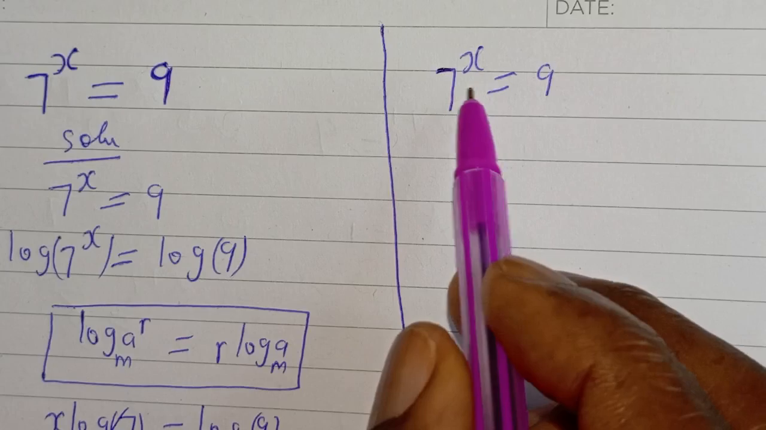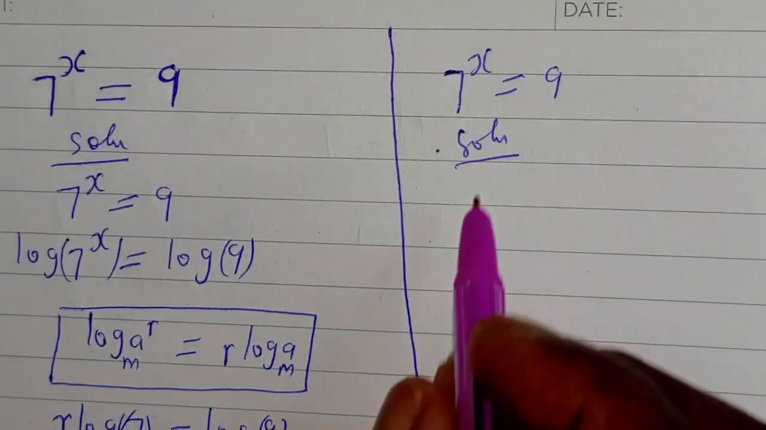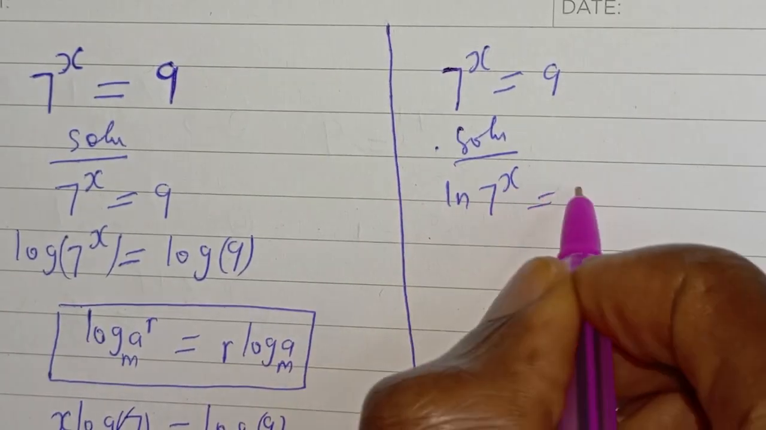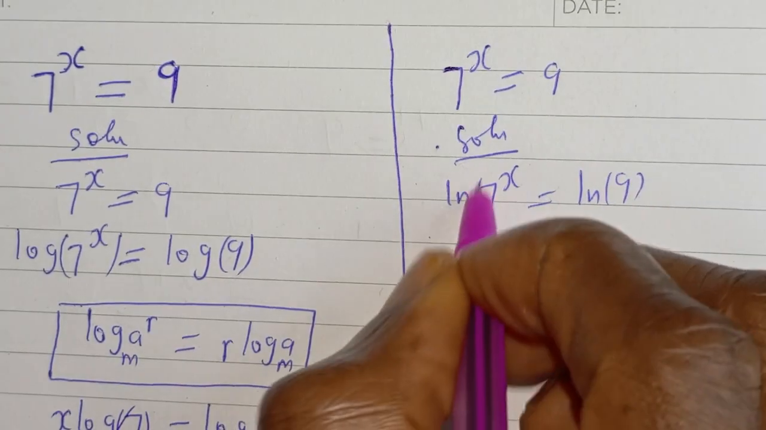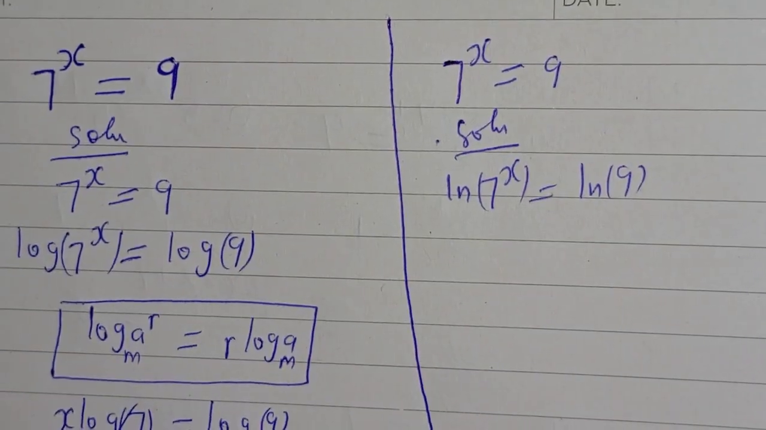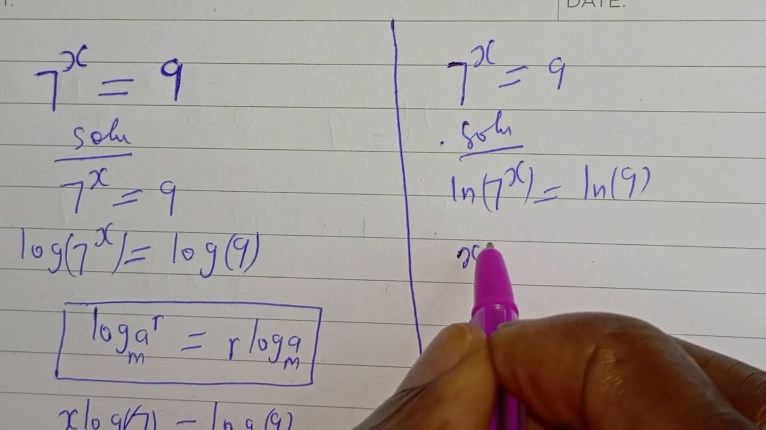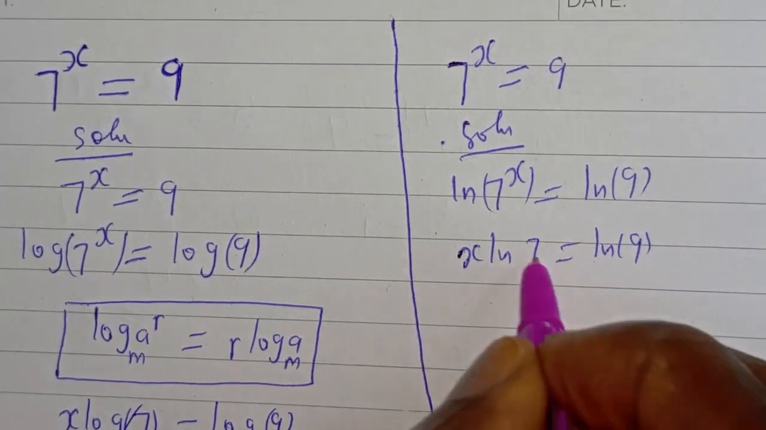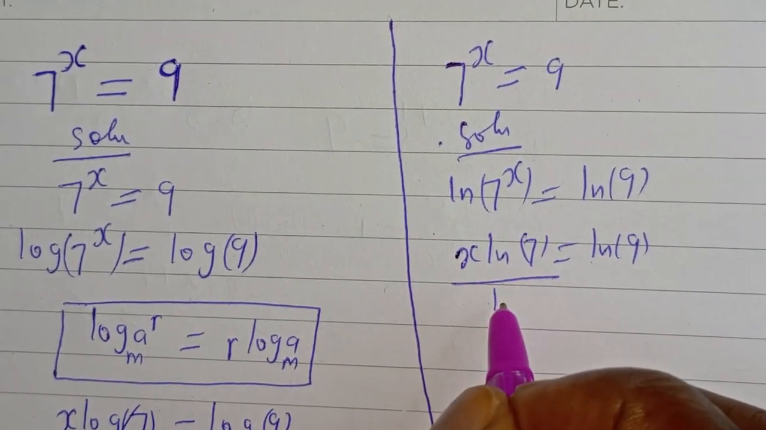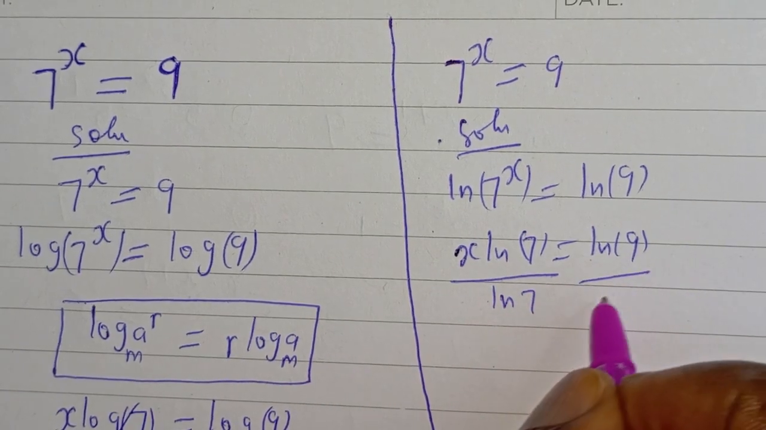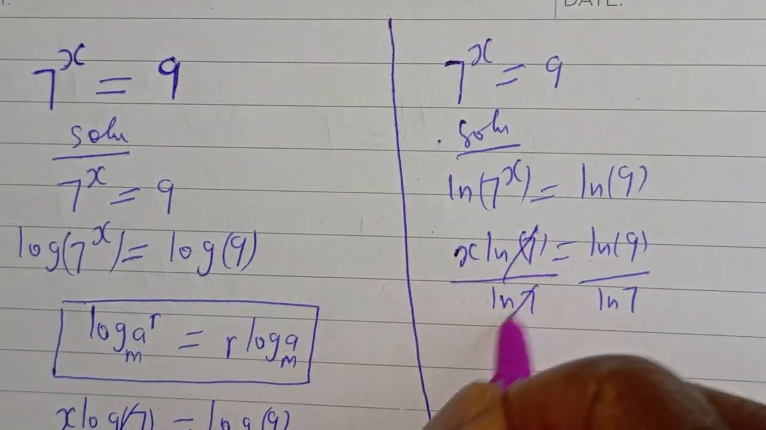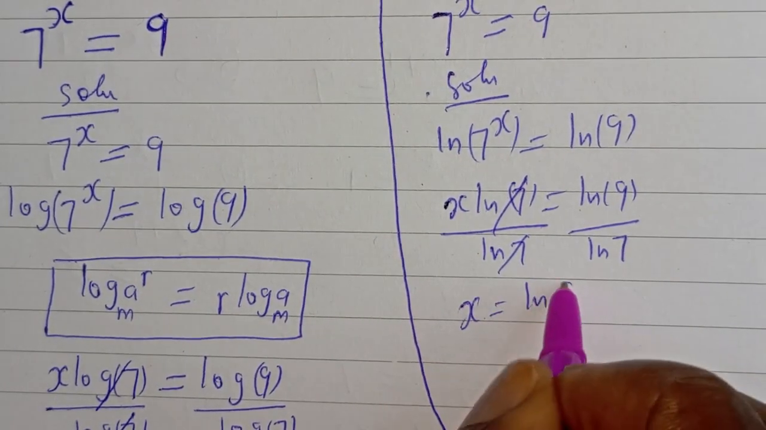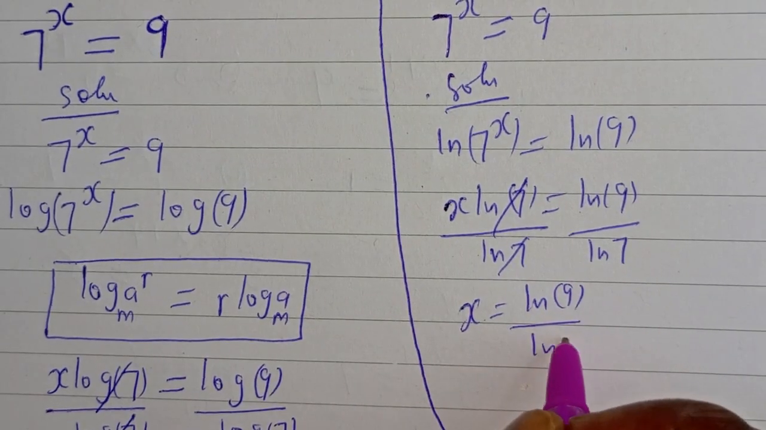That is, from the original equation, we can take the natural log of both sides. ln of 7 raised to power s is equal to ln of 9. Now this is s ln of 7 is equal to ln of 9. Let's divide both sides by ln of 7. This will cancel this. s is equal to ln of 9 over ln of 7.